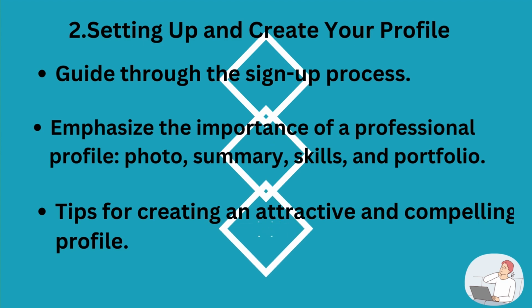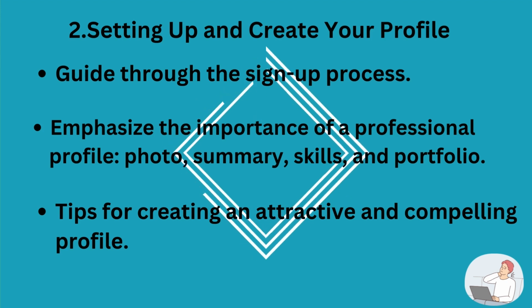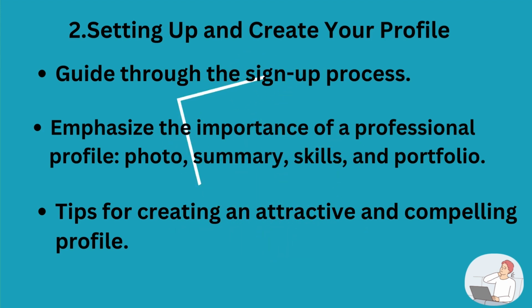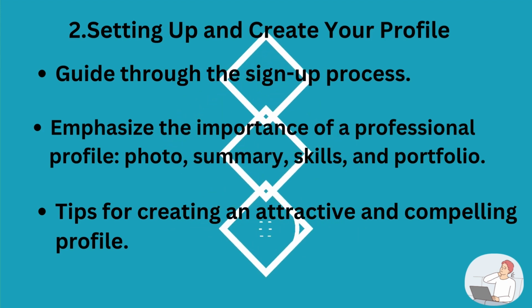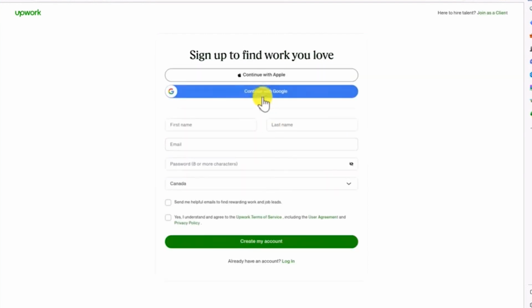Okay, so we've gone to upwork.com. We're going to click here on sign up. Now, you can join as a client or a freelancer. If you are looking to get hired, you're looking for work, you'll select I'm a freelancer looking for work, apply as a freelancer. You can continue with Google or just put in your first name, last name, your email, a password, and your country of residence, and then agree to the Upwork terms of services and click create my account.